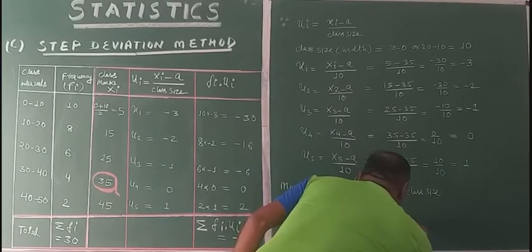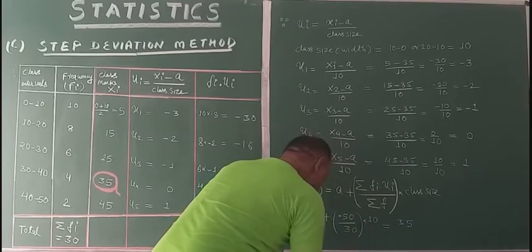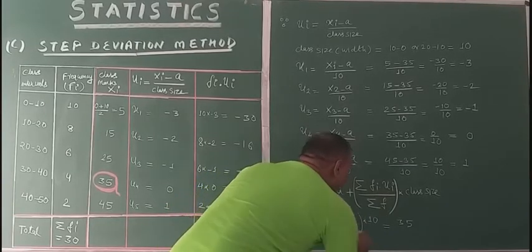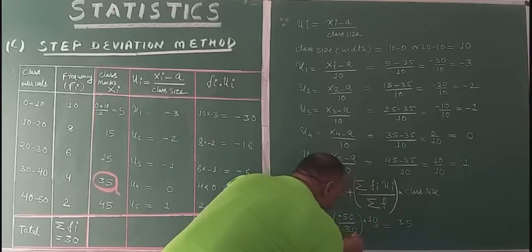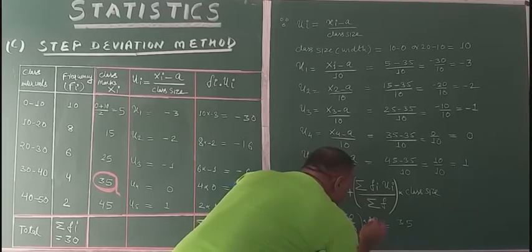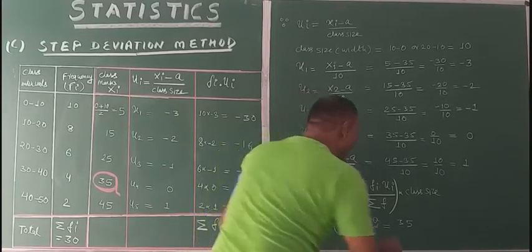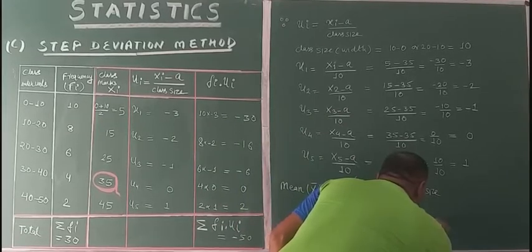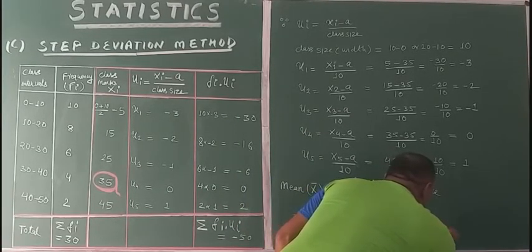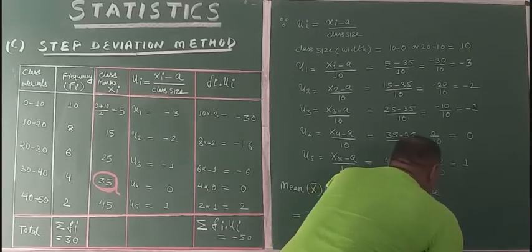So now multiply them. What will you get? 10 ones are 10, 10 threes are 30. This will become 1 and this will become 3. So how much is it? 35 plus minus 50 upon 3 into 1. So this is how much?